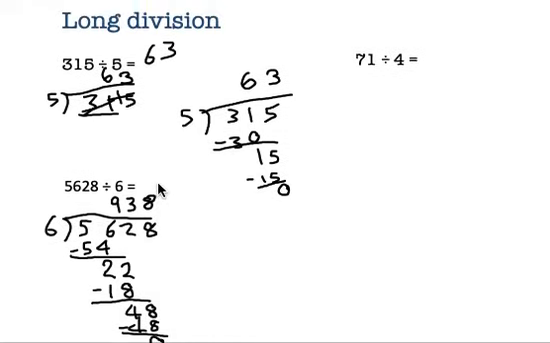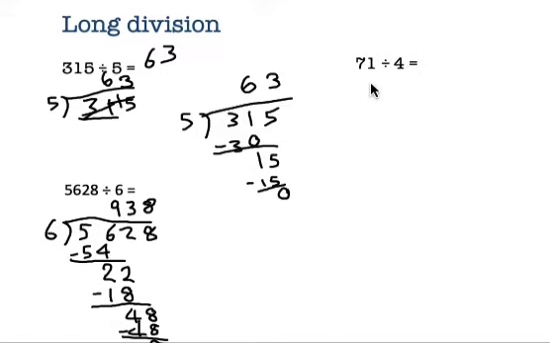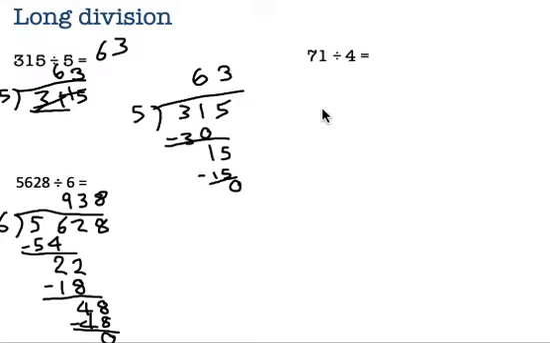Alright, now let's try it when we've got something left over, okay? So this example, I will have something left over, and I'll show you. So we'll do it same as always. 4 on the outside, 71 on the inside. How many 4s do I have in 7? I've got 1 of them, so 1 goes up. 1 times 4 is 4. Take that away to see how much I have left over. I've got 3 left over. I drop down that 1. Right, now how many 4s do I have in 31?